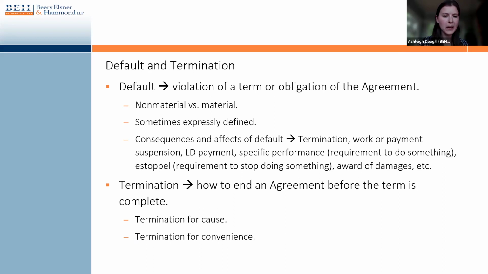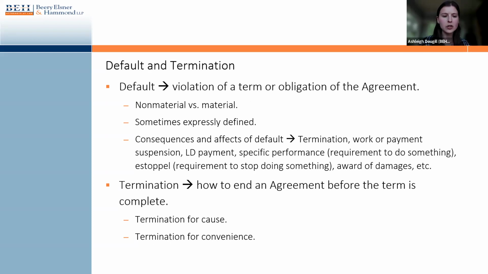Termination, there are two main types of termination: termination for cause and convenience. Termination for cause means that you have a reason for terminating. Maybe there was a material default. Maybe there is some other obligation in the contract, a reason why you can terminate. Termination for convenience is just as the name sounds. It means that you're terminating for any reason at your own convenience. You don't have to give a reason. You can just terminate at any time.